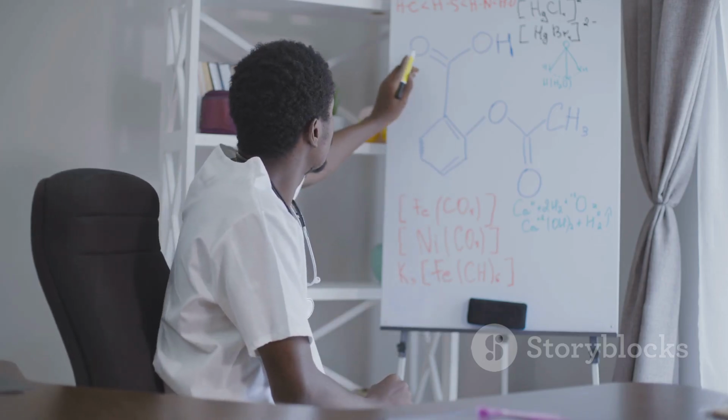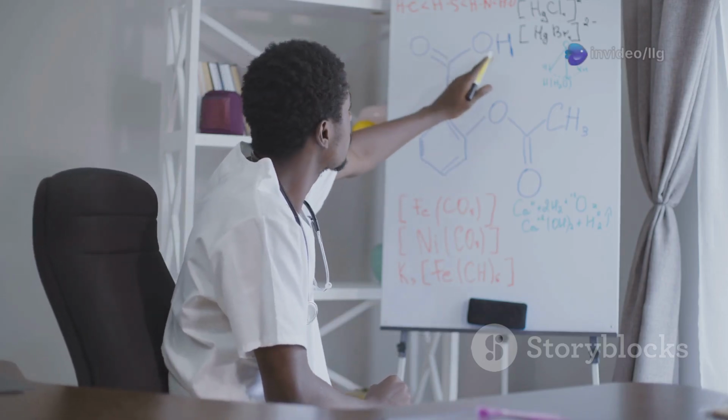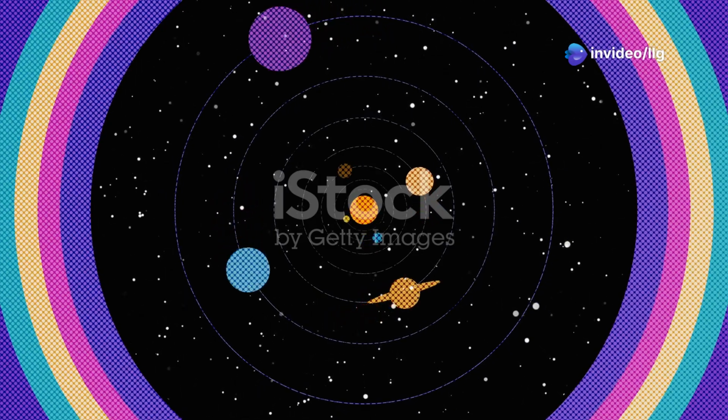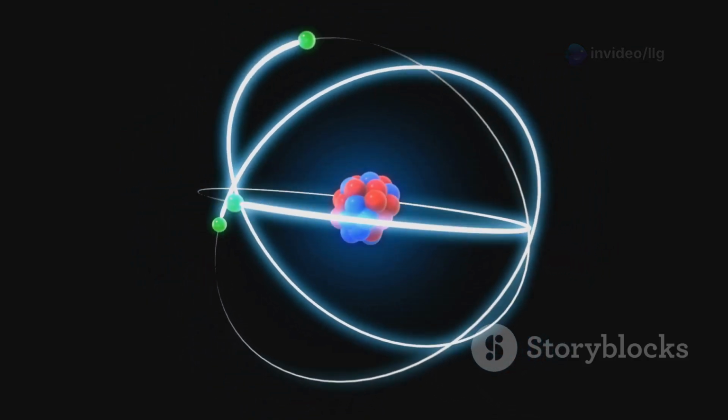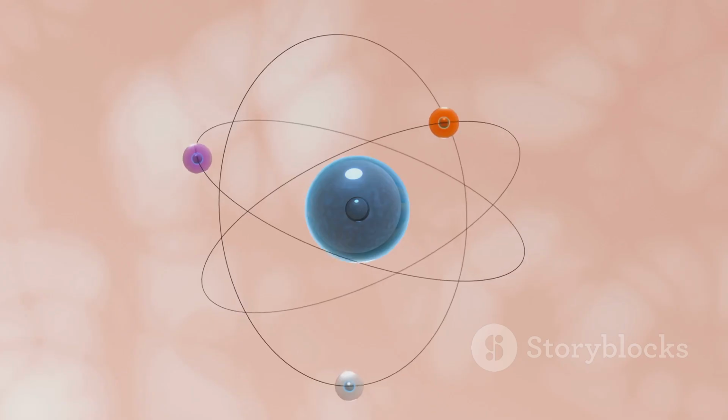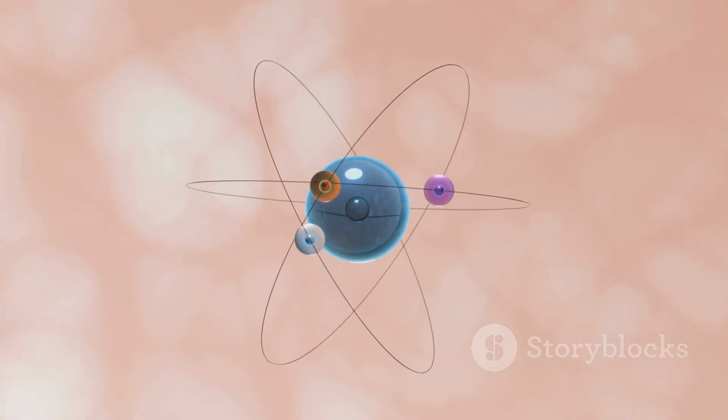Section 8. Effective nuclear charge, the pull of the nucleus. Imagine the nucleus as the sun and the electrons as planets orbiting it. The nucleus exerts an attractive force on the electrons, keeping them in orbit. This force is called the effective nuclear charge.